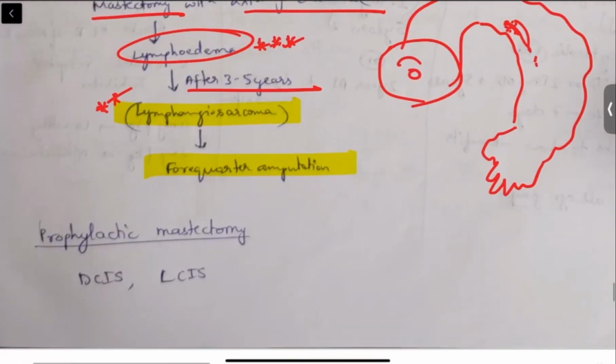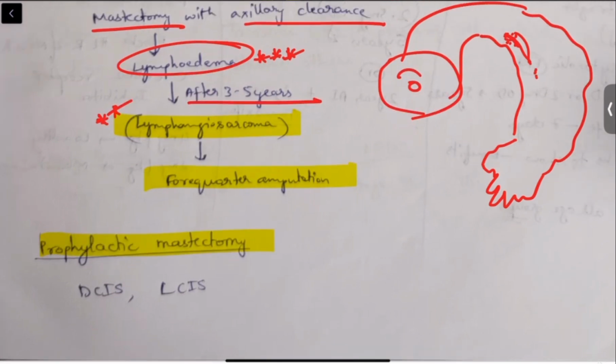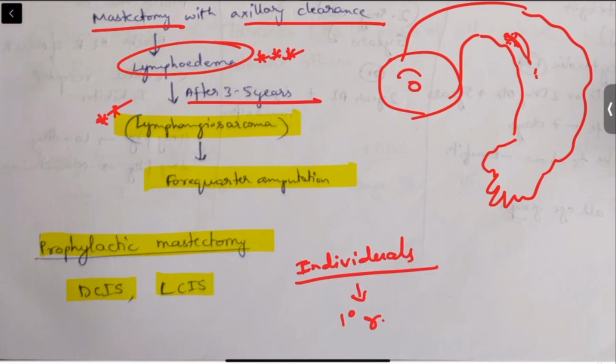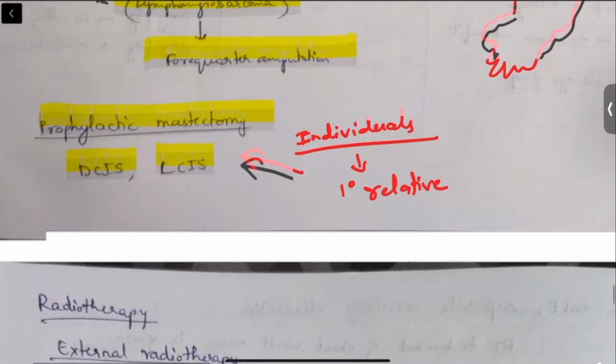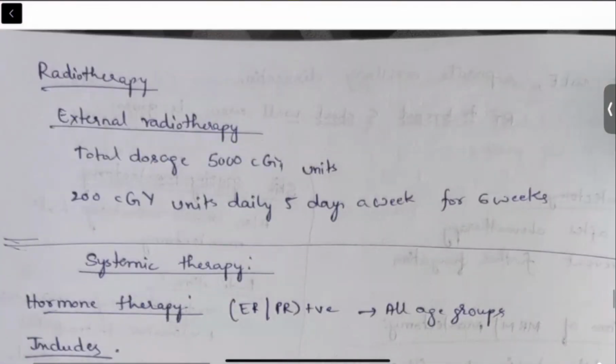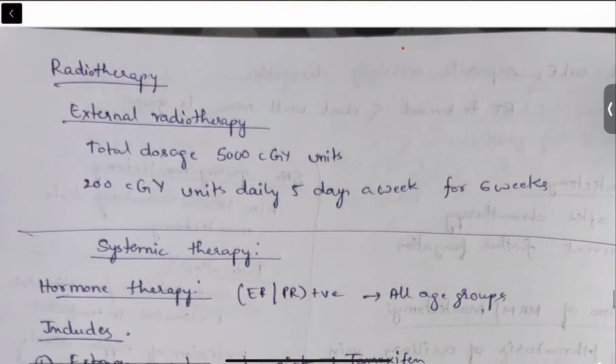Other than this, there is a procedure called as prophylactic mastectomy, which is nothing but mastectomy before even the disease progresses. This is done in case of in situ carcinomas like ductal carcinoma in situ or lobular carcinoma in situ, and it can be done in individuals who we'll come to know are at high risk because their first degree relatives have breast carcinoma. So in all those conditions we will perform prophylactic mastectomy. So this was about surgeries like breast conservative surgeries.